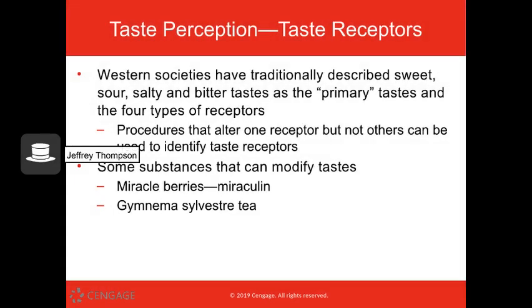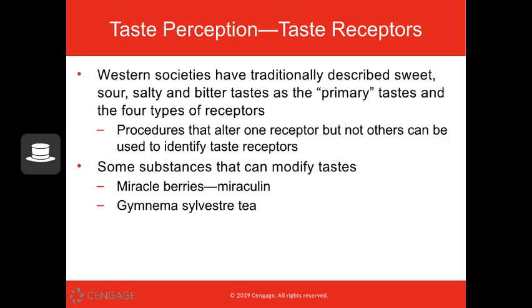So when it comes to Western perceptions of taste, we tend to describe four types of taste: sweet, sour, salty, and bitter. And those are our primary tastes. And we have four receptors for them. Procedures that alter one receptor but not others can be used to identify taste receptors. There are substances that can modify taste.